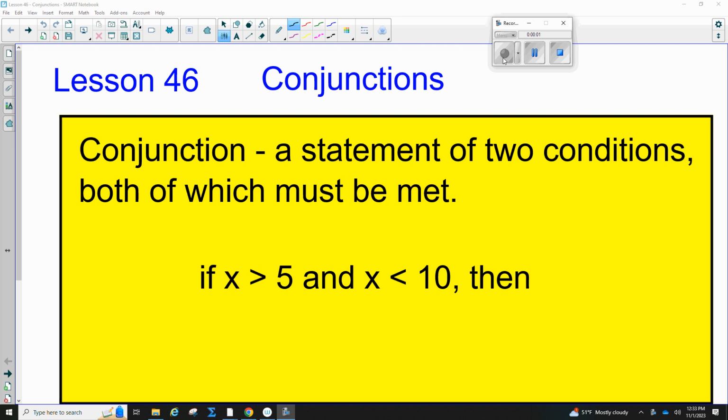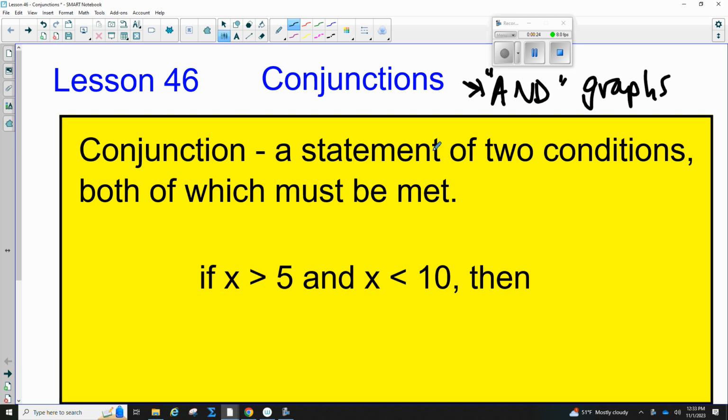46, conjunctions. I would write down, this means an "and" graph, okay? Conjunctions are "and" graphs, and I'll explain what this means as we go, all right? So a statement of two conditions, both of which must be met at the same time. So both of these have to be true.